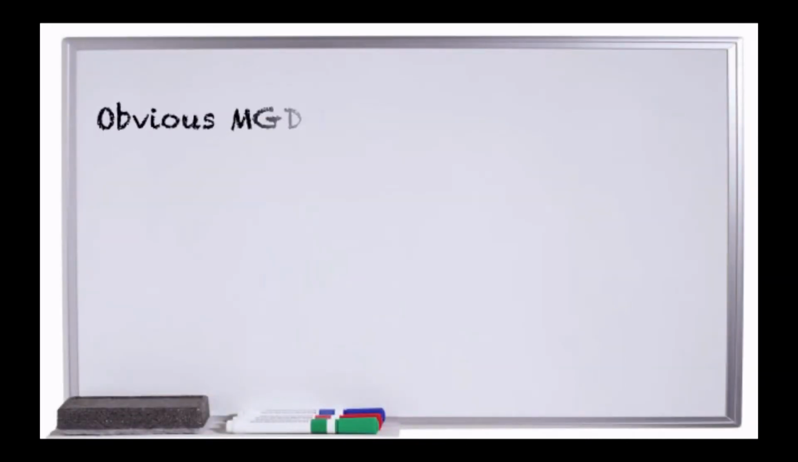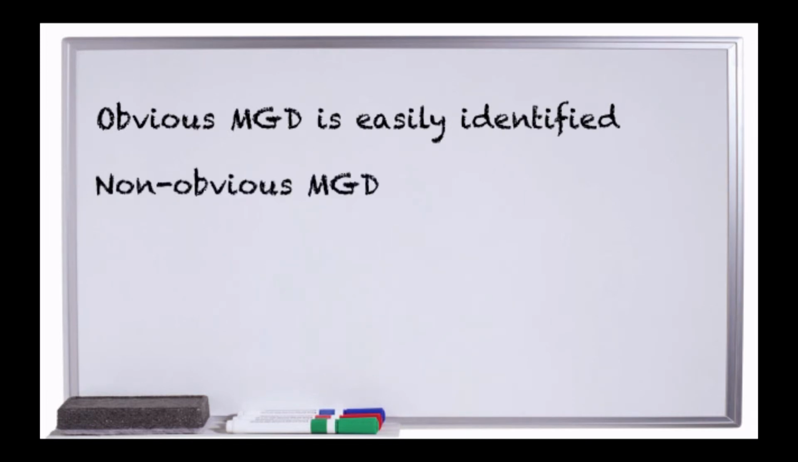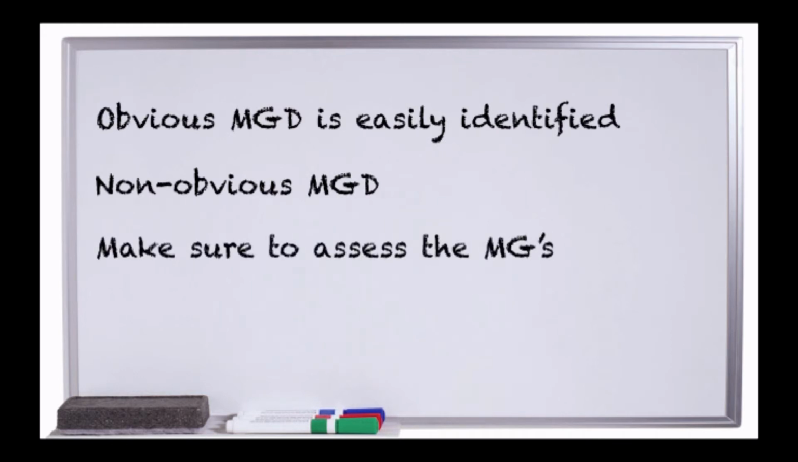Meibomian gland dysfunction was traditionally thought to be easily seen, but non-obvious meibomian gland dysfunction is actually much more common. Remember that just as its name implies, non-obvious meibomian gland dysfunction is difficult to identify unless pressure is placed along the lid margin, even in seemingly normal individuals, to determine if meibum is expressed.